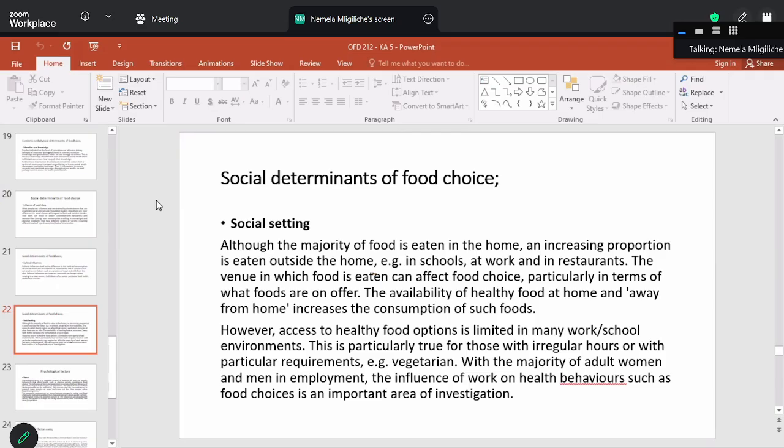So the availability of healthy foods is normally at home. When you eat at home, it's more likely to be healthy food because you prepare it yourself. The choice, you take time. Away from home you can end up eating a lot of unhealthy food, processed foods, all types of food which are not very nutritious. So we try to discourage eating away from home, and if possible, eat home meals.